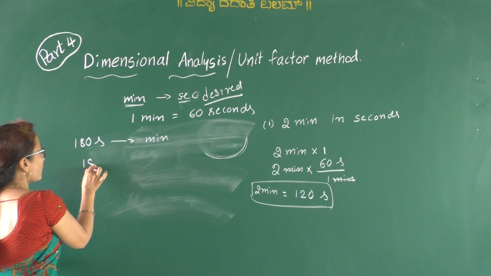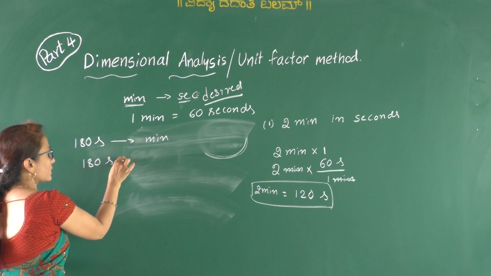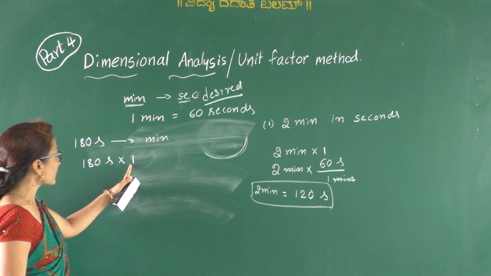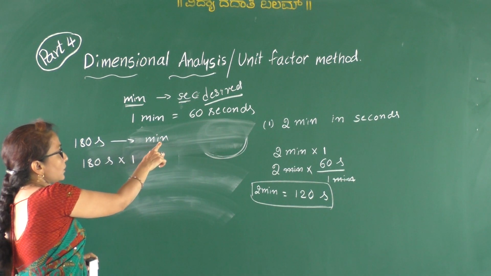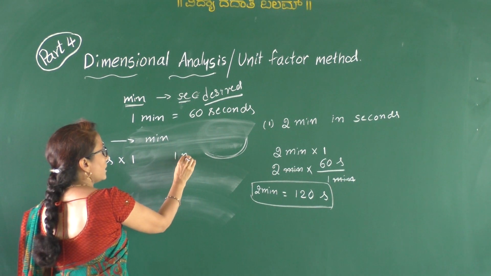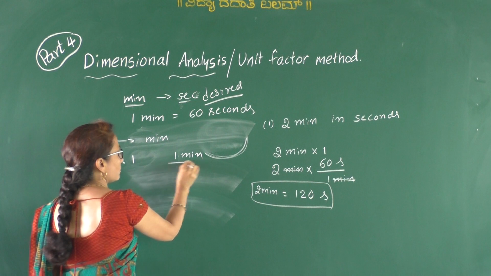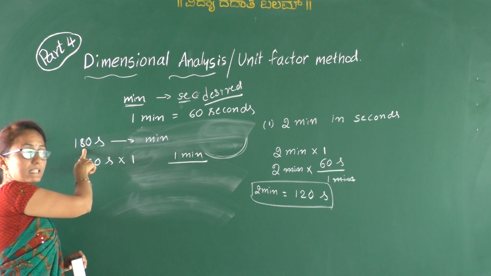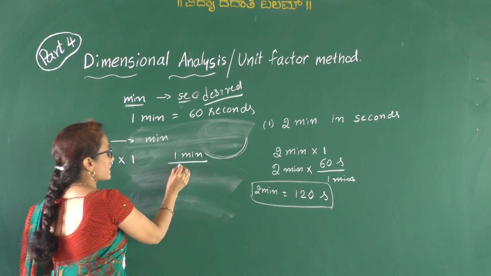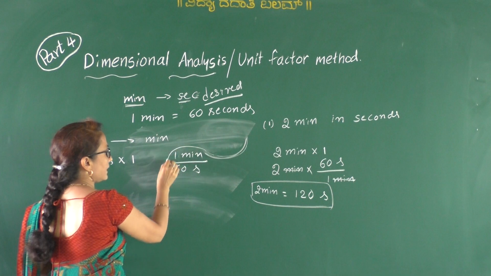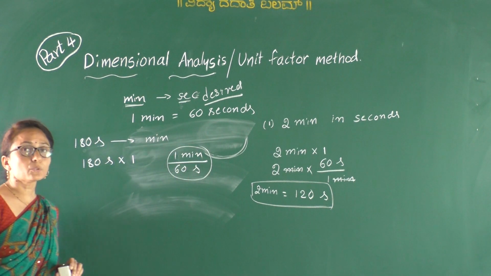So we take the given value and multiply it by the unit factor. Which unit factor should we take? The desired unit is minute, so you have to write 1 minute in the numerator, divided by the unit to be converted, which is second. 1 minute is equal to 60 seconds. Therefore the unit factor is 1 minute divided by 60 seconds.